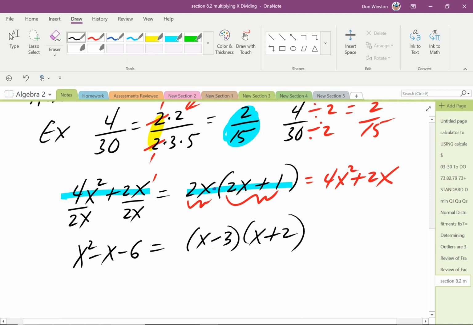So FOIL, and you get x squared minus x minus 6. So again, x minus 3 would be a factor and x plus 2 would be a factor, but it would be incorrect to say that x is a factor and negative 3 is a factor and x is a factor and a positive 2 is a factor. That would be wrong to say because, again, factors are separated by times, not by minus and plus. So x minus 3 is a factor and x plus 2.